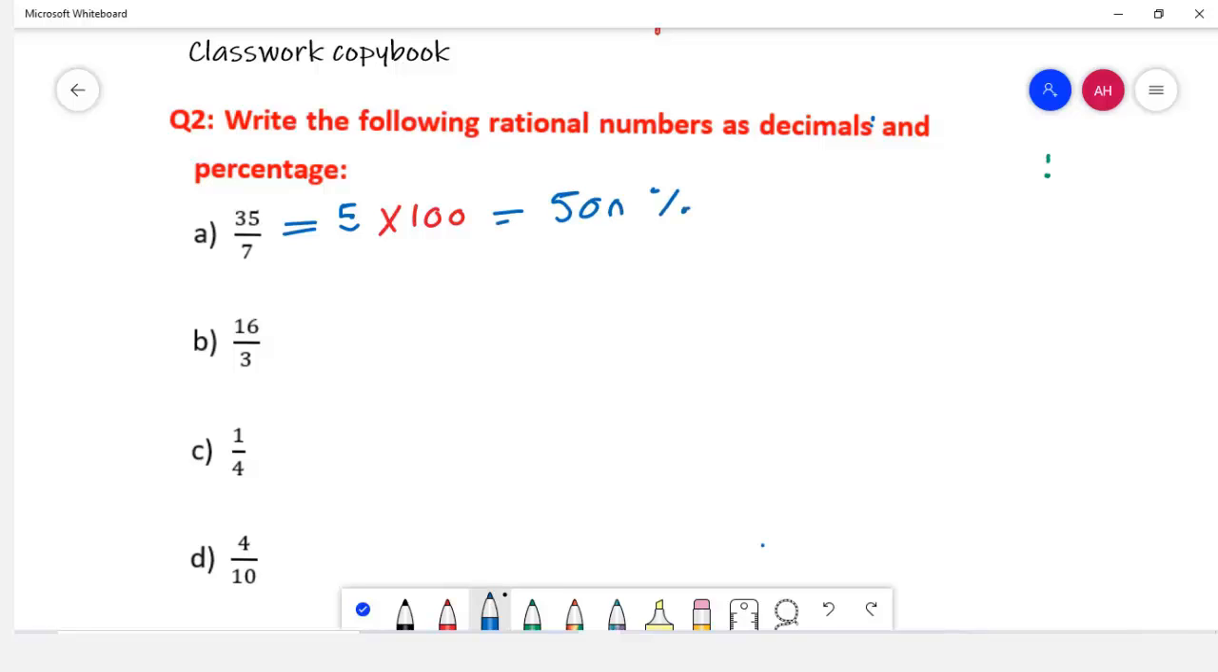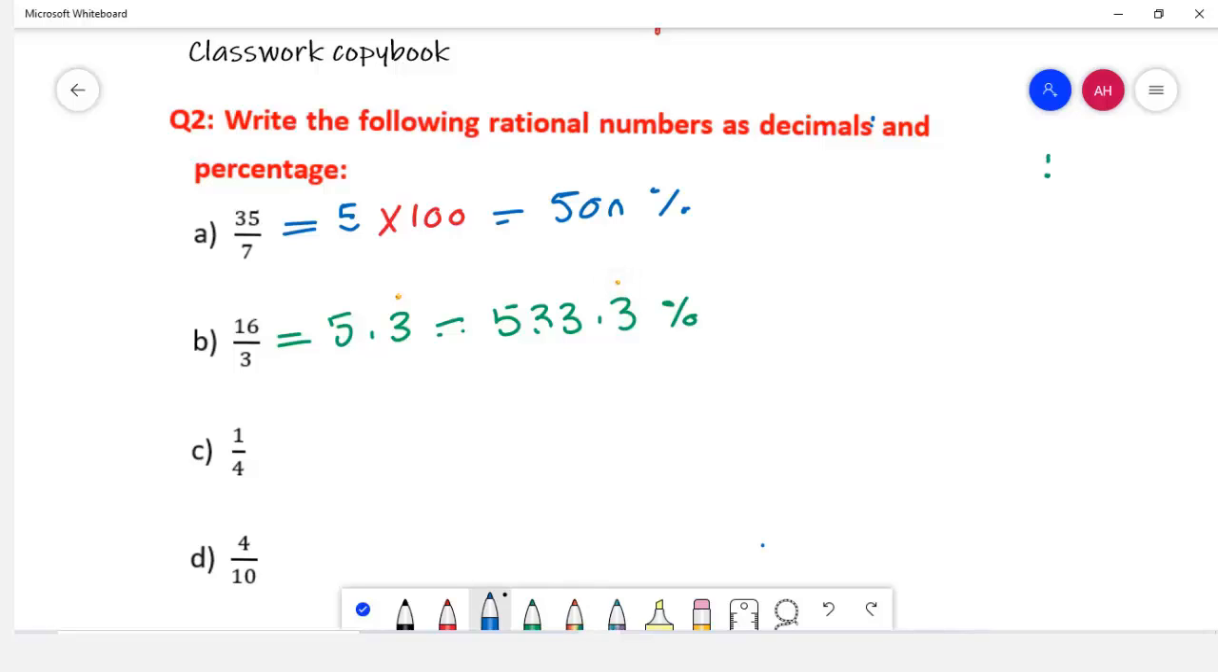500%. Number B, 16/3 is equal to 5.3, and this 3 is repeated, so I will put a dot above it to say that the 3 is repeated. Then I'm going to multiply by 100 to get my percentage. It's going to be equal to 533.3%. But don't forget that the 3 is repeated.